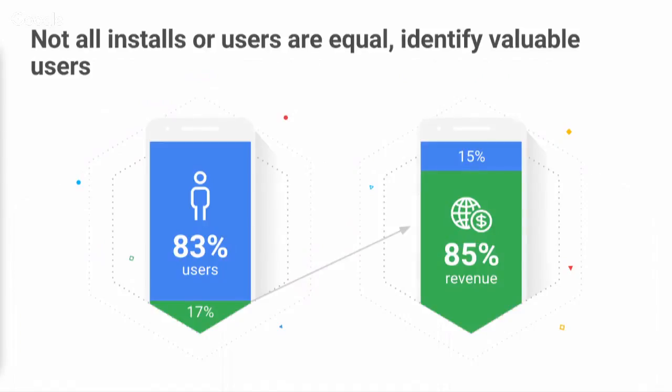Knowing that landscape, we know that not all installs or users are equal. So it's really important for us to identify who those valuable users are. If you look at this slide here, you can see that within this app ecosystem, only 17% of users are generating the majority of the revenue that we see within apps. With that being said, it's really important that we're looking at efficient ways to target these valuable users to ultimately drive higher retention and value for your app.